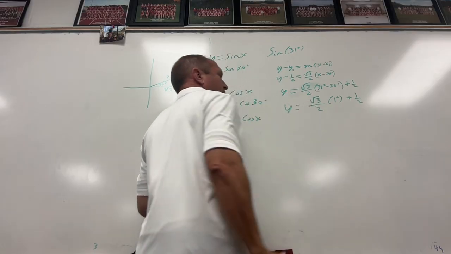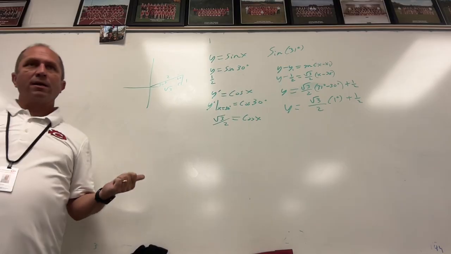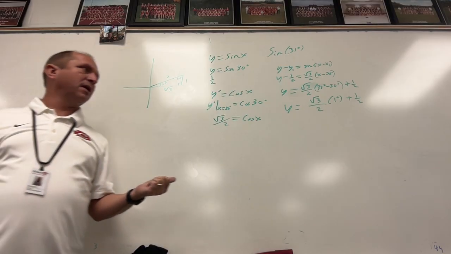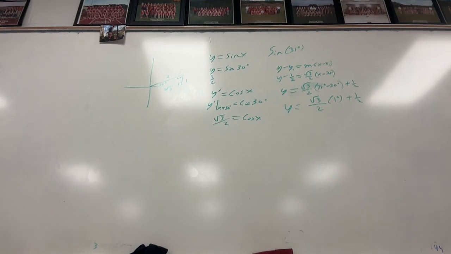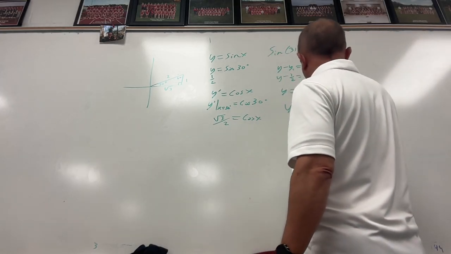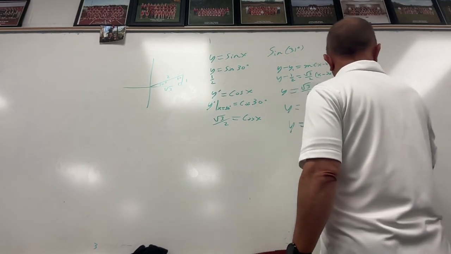All right, now, you don't just say square root of 3 over 2 times 1 and then add 1/2 to it. Because again, we're talking about two different number systems. So we need to convert that 1 degree into radians to get it into the base 10 number system. So it'd be pi over 180. Again, 1 degree is equivalent to pi over 180. So now I have y equals the square root of 3 over 2 times pi over 180 plus 1/2.